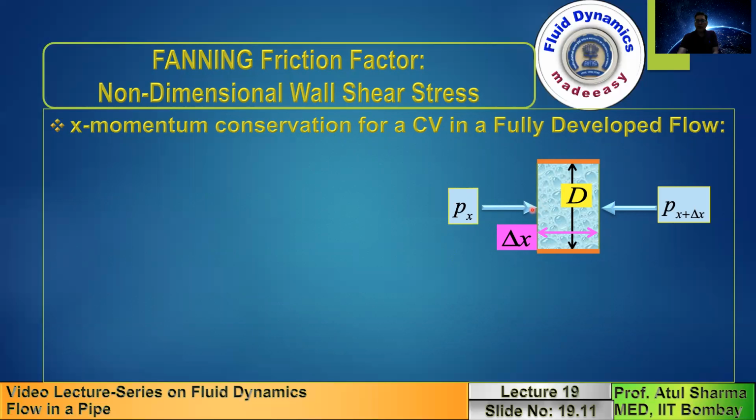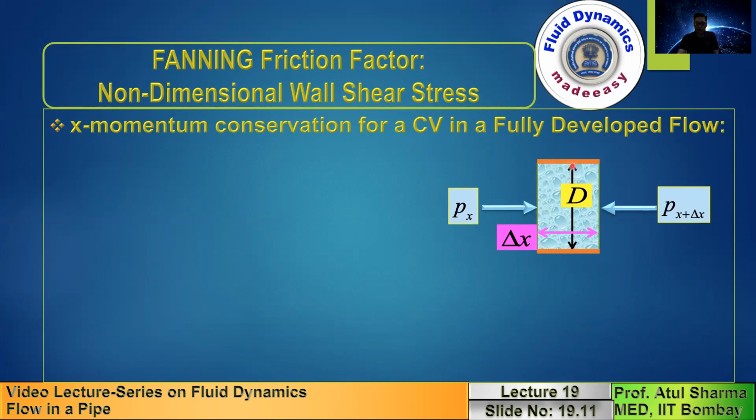In a fully developed flow region, pressure is not varying in the radial direction. It is varying only in the axial direction, as shown in the previous slide. So this is the variation. This is the pressure which is acting in the horizontal direction. Pressure acts normal and it is compressive.